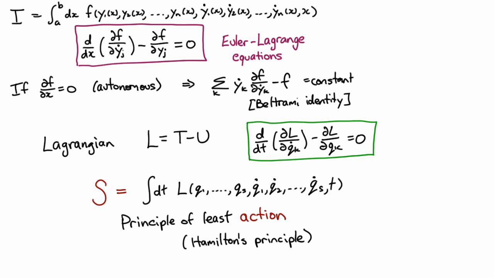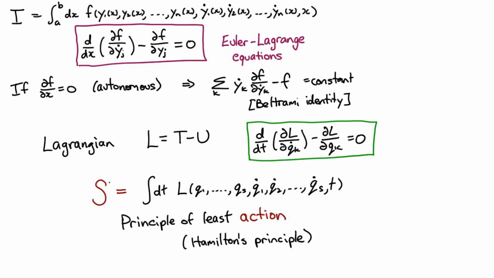Let's summarize what we've got to so far. Any integral of this form, where we have a functional of a large number of functions and their derivatives, is minimized or maximized if and only if the functions themselves satisfy the Euler-Lagrange equations.